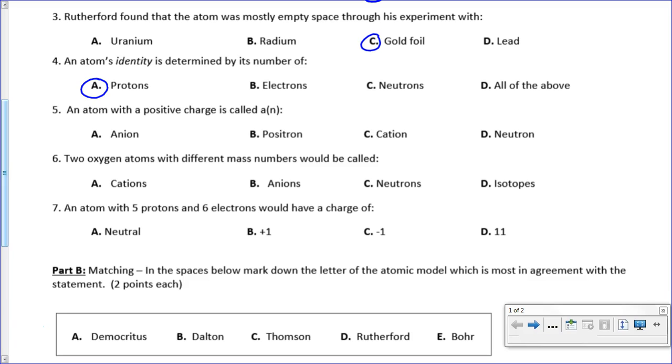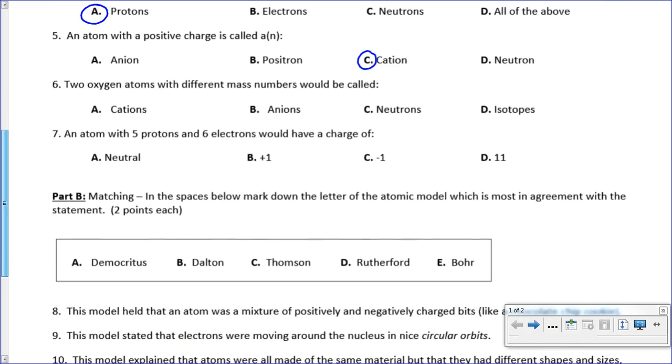Number 5, an atom with a positive charge. This is called a cation, positively charged. Two oxygen atoms with different mass numbers. Those are isotopes. They have different numbers of neutrons, different mass numbers. All right, an atom with 5 protons and 6 electrons has a charge of -1. This is because protons are positively charged, so you've got a +5 here, and electrons are negatively charged, so you've got a -6, and so you end up with -1 overall.